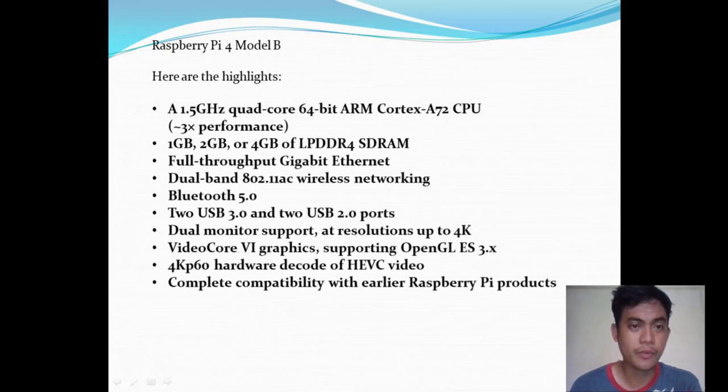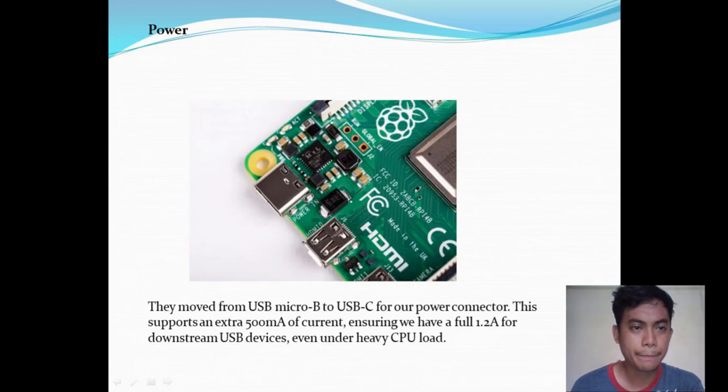Raspberry Pi 4 Model B and its highlights: 1.5 GHz quad core, 64-bit, 1 gig, 2 gig, or 4 gig SDRAM, full throughput Gigabit Ethernet, dual-band wireless network, Bluetooth 5.0, 2 USB 3.0 ports, dual monitor support at resolution up to 4K, VideoCore VI graphics supporting OpenGL, 4Kp60 hardware decode, complete compatibility with earlier Raspberry Pi products.